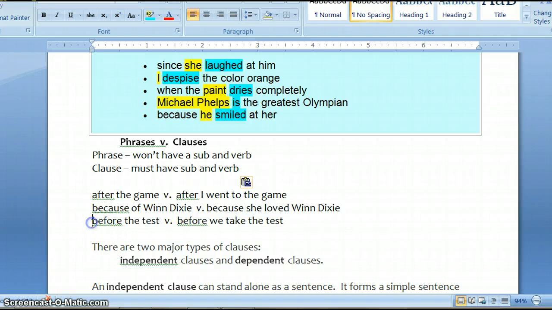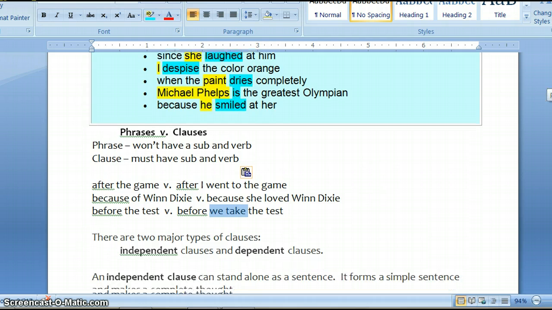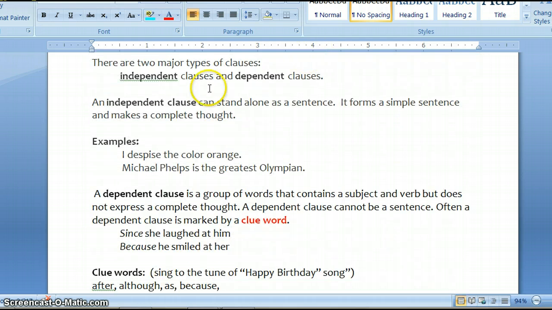And then in the last example, you have before the test, that is just a phrase. On this side, before we take the test, we take is your subject and your verb, and now you have a clause. So be aware of the difference between the phrase and the clause. Now, for clauses, there are two major types. Let's scroll on up. You have the independent clause and the dependent clause.